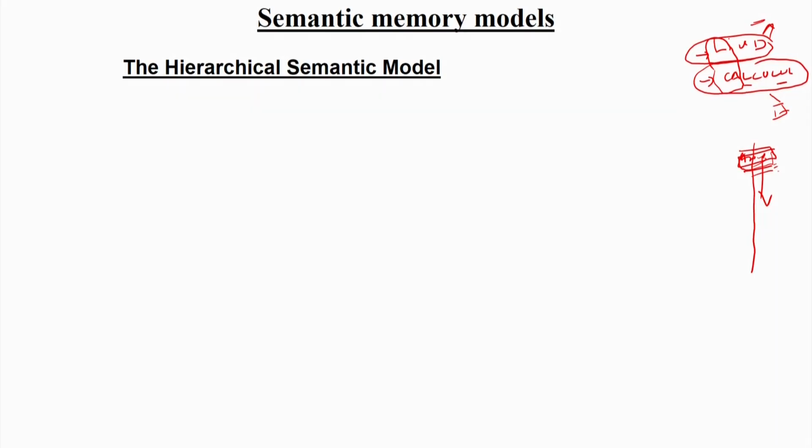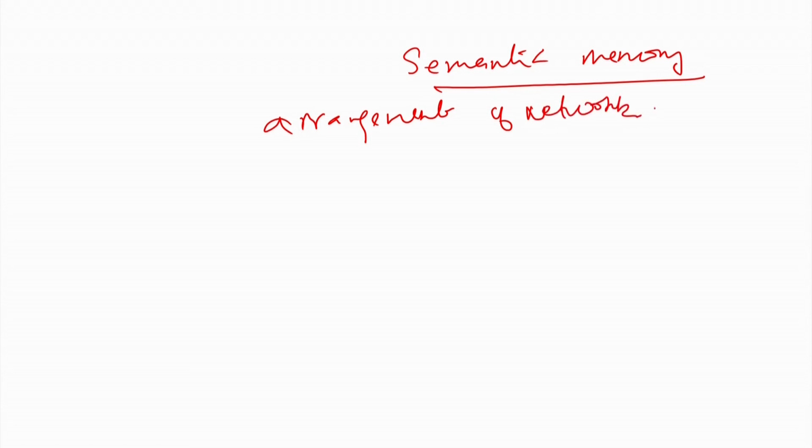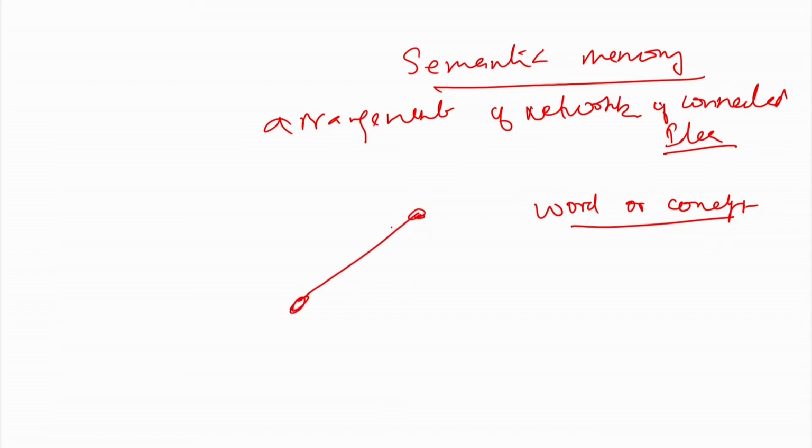The first model of semantic memory was proposed by Collins and Quillian, and they tested the idea that semantic memory is analogous to a network of connected ideas. So semantic memory is basically an arrangement of a network of connected ideas. They defined that any word or concept is arranged in terms of nodes and pointers towards nodes.